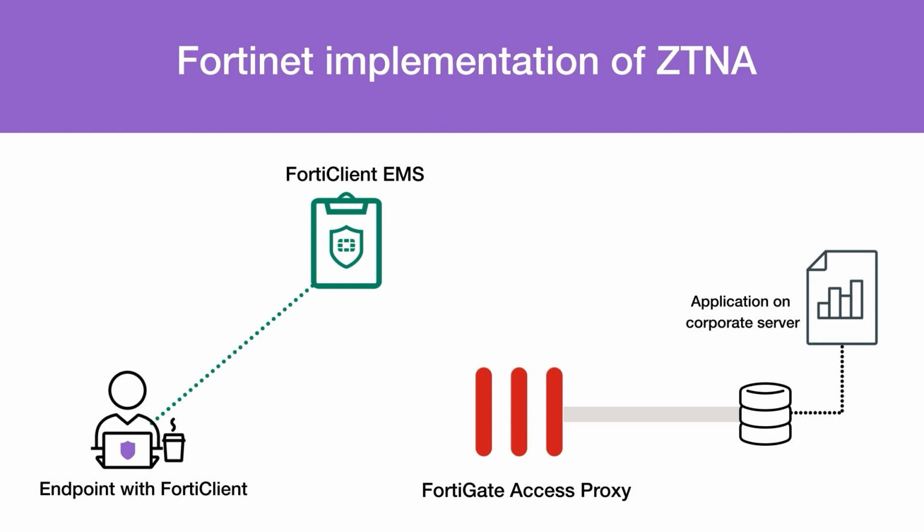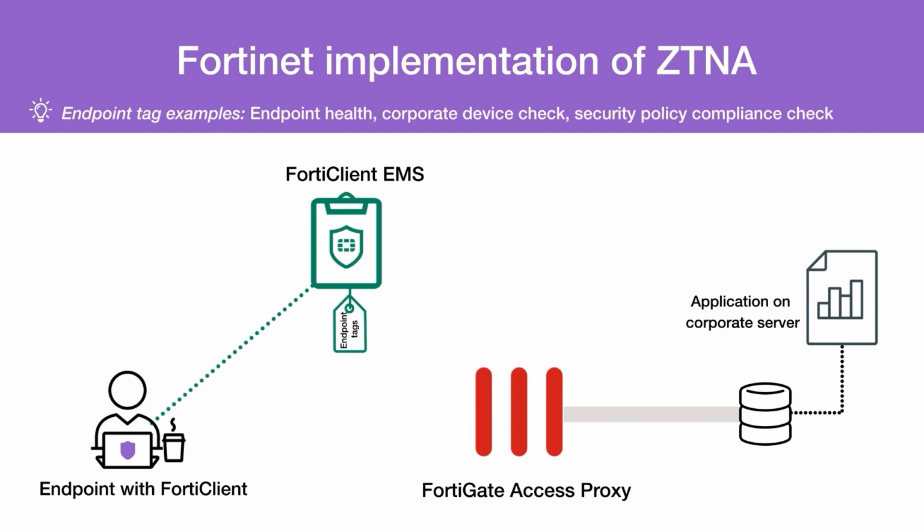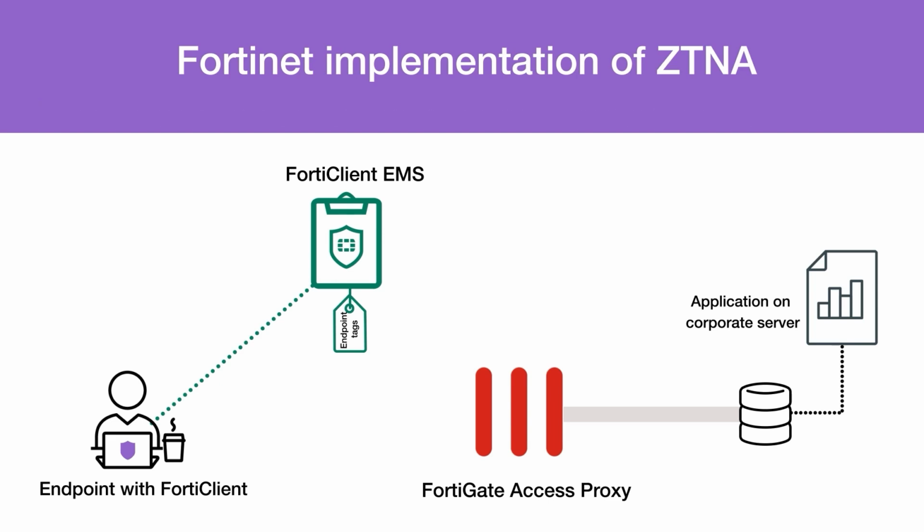Then EMS uses the collected endpoint information to create tags for the endpoint. Examples of the tags can be endpoint health, corporate device check, security policy compliance check, vulnerability status, and more. Along with the EMS tags, FortiClient EMS also issues and signs the client certificate for the FortiClient, and then synchronizes the certificate information with the FortiGate.